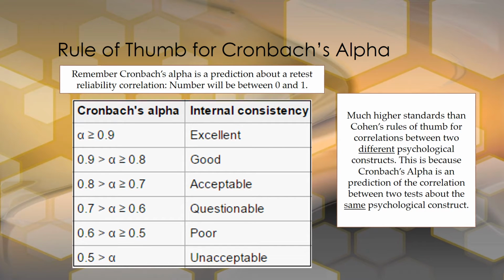And remember, we had Cohen's rules of thumb. These are much different than Cohen's. We have much higher standards than Cohen's rules of thumb for correlations between two different psychological constructs. This is because Cronbach's alpha is a prediction of the correlation between two tests about the same psychological construct. You hope that if you're measuring the same exact thing, the correlation between the same exact constructs is going to be higher than the correlation between two different constructs. That's why Cronbach's alpha has higher standards than the rules we learned from Cohen.